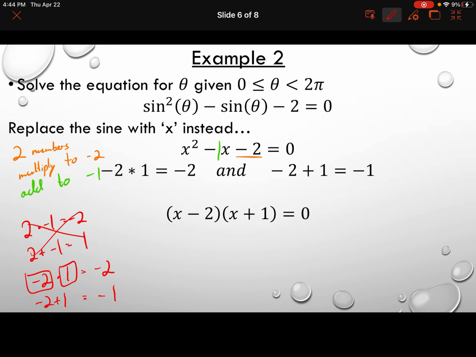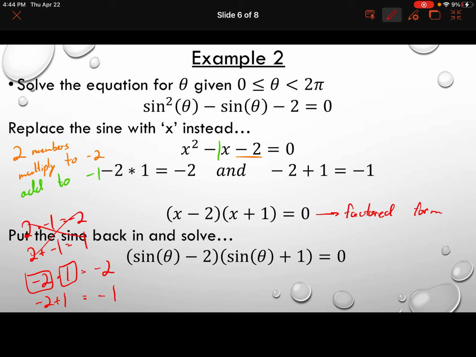Once again, this is called factored form. After you factor, you end up with factored form. Once you get to factored form, put the sines back in. Remember earlier where we replaced the sines with x's? We'll now replace the x's with sines. So we have sine of theta minus 2 and sine of theta plus 1.